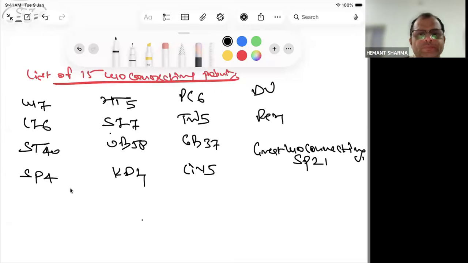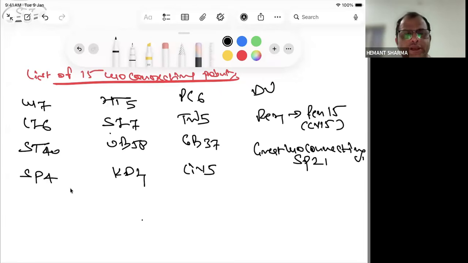21. So now the Ren meridian, the luo connecting point of the Ren will be Ren 15 or CV 15.